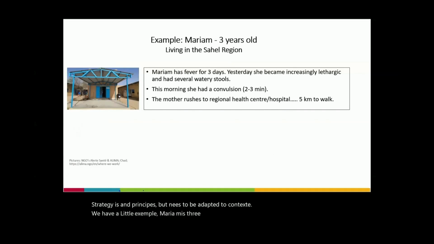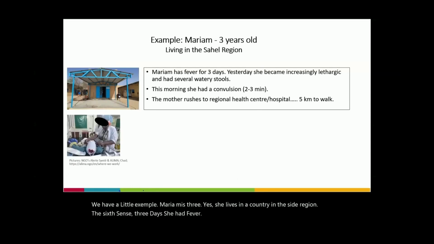She lives in a country in the Sahel region and has been sick for 3 days. She has fever, became increasingly lethargic, and has watery stools. She had a convulsion this morning. The mother rushes to hospital.